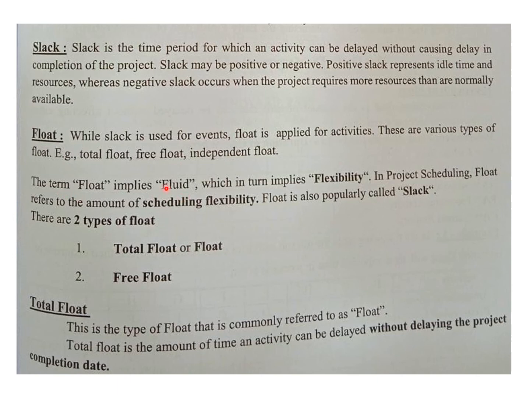So the term float implies fluid, which implies flexibility. In project scheduling, float refers to the amount of scheduling flexibility. They are sometimes used interchangeably. Float can also be called slack at times, right? So you have the total float and you have something called free float. The total float is the total amount of time an activity can be delayed without delaying the project.